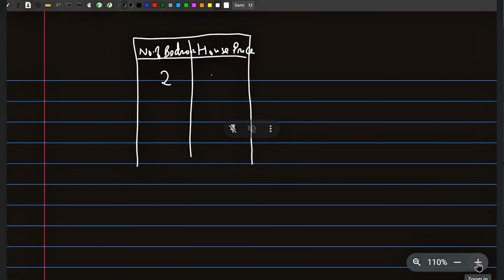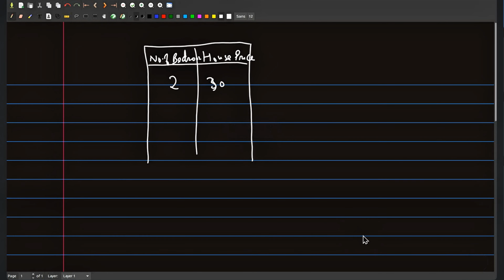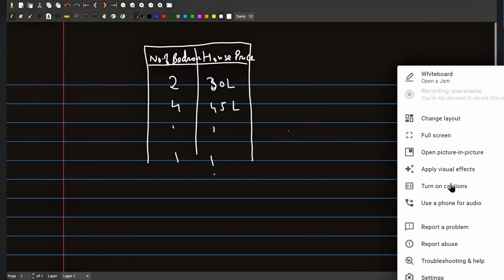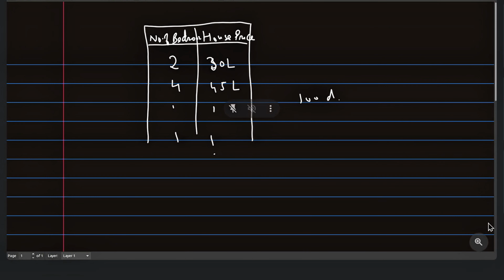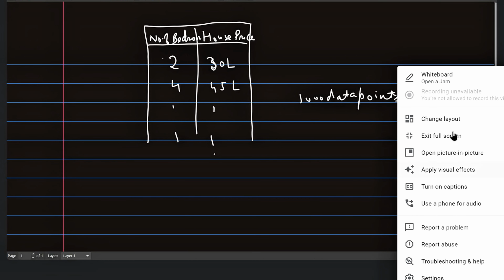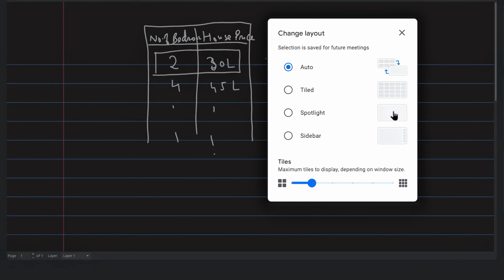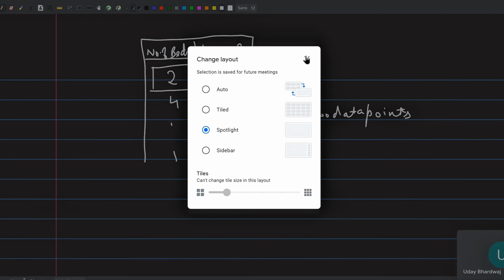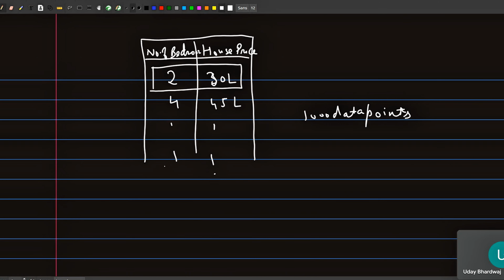So what would your data look like? We have two bedrooms, it is 30 lakhs. We have four bedrooms, it is around 45 lakhs. Let's say you have around 1,000, or 100,000, data points. This one particular row we call a single data point. You have multiple such rows, and you can see this in tabular format.